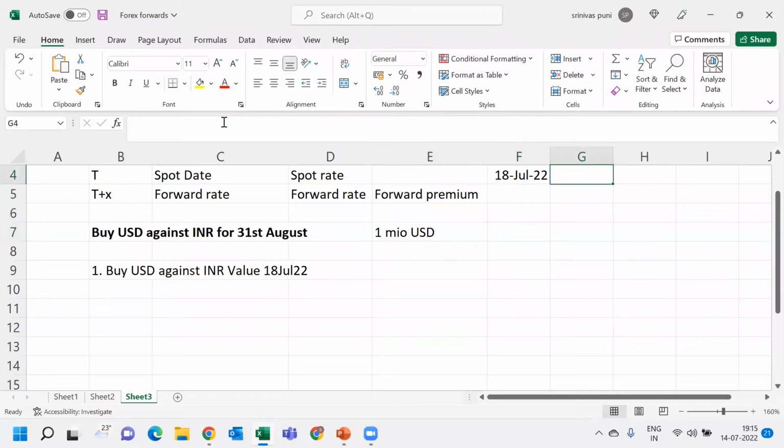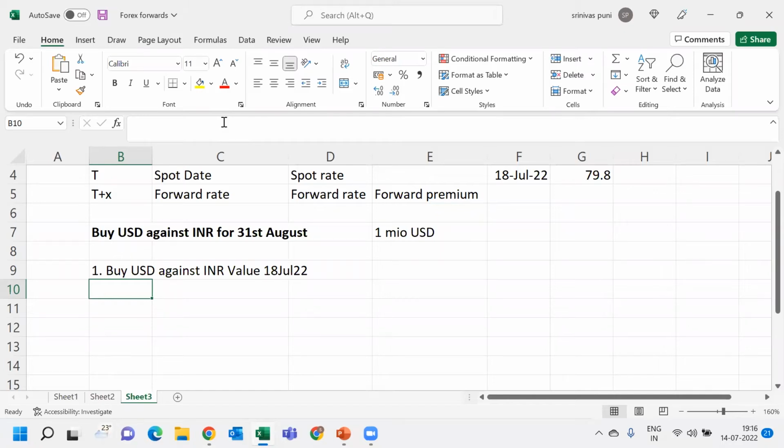And I will also write these rates here. The spot rate for buying, as I discussed last time, there is a bid offer. You know that to buy dollars against rupees, you have to use the offer rate, not the bid rate. This offer rate, let's say, is 79.80. This is the rate for buying dollars value spot on the spot date. This is the spot rate. Now, first I wrote this transaction, buy USD against INR value 18 July 22. Now, obviously, this is not what you want to do.